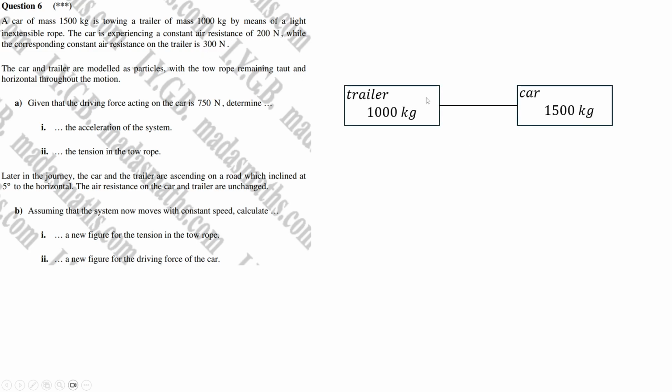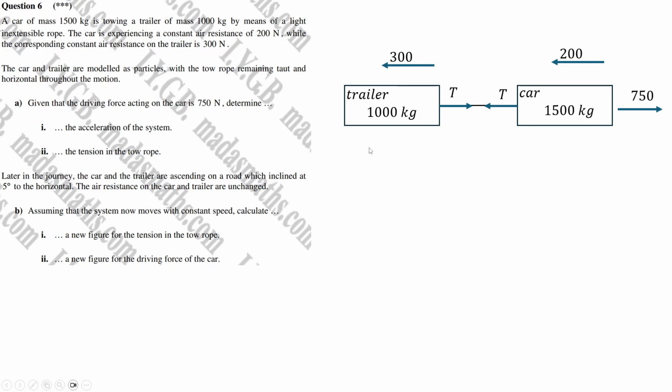Question 6. So we've got a car of mass 1,500 kilograms, and then it's towing a trailer of mass 1,000. Resistance forces of 200 newtons and 300 newtons. It looks something like this: 200 newtons resistance force on the car, and then 300 on the trailer, and we've got some tensions here in the rope between them. Given that the driving force is 750 newtons, determine the acceleration.